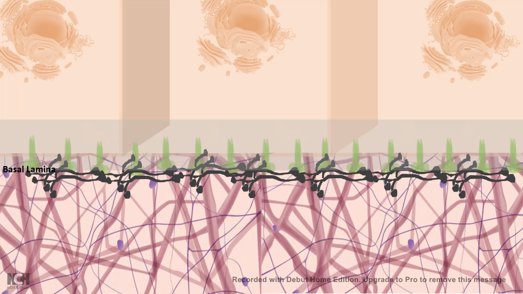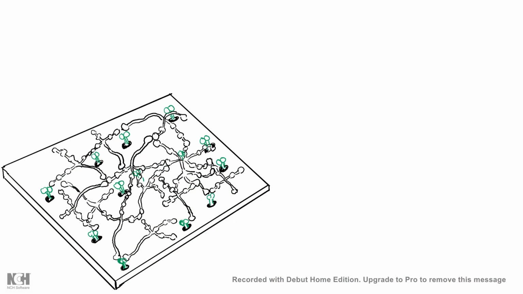So here is a zoomed view. You can see the basal lamina is composed of several fibrous materials, and this basal lamina has specific structures which are connecting the cell to the basal lamina. So we will see all of these components one by one.